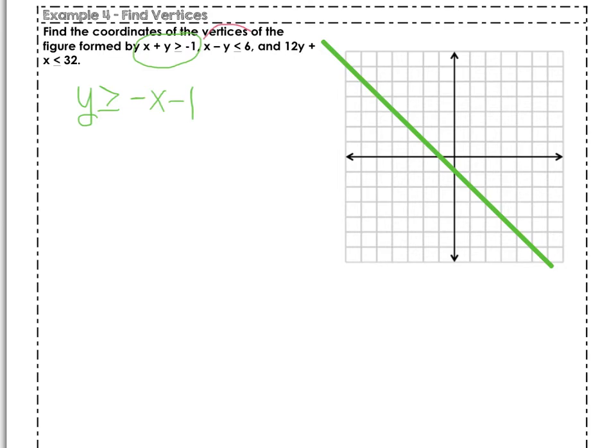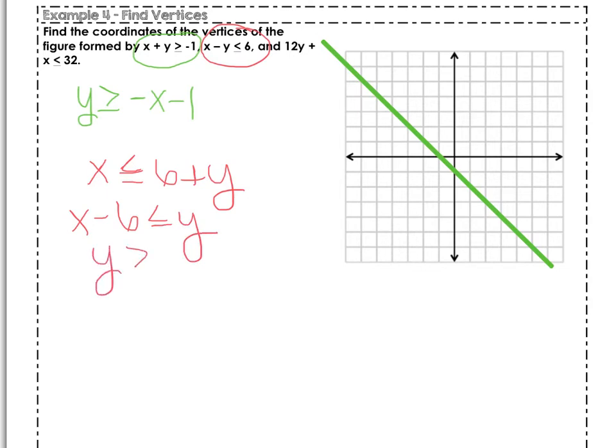All right, looking at our second one. I'm actually going to decide to move the y onto the right-hand side. So we have x is less than or equal to 6 plus y. And then I'm going to subtract 6. So x minus 6 is less than or equal to y. This just means the same thing as y is greater than or equal to x minus 6. They are the same, okay?